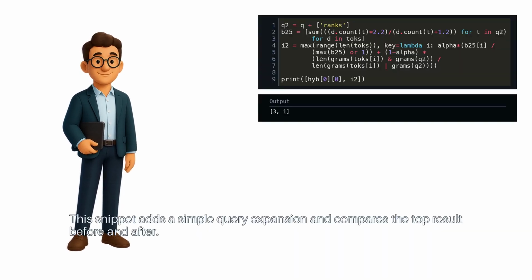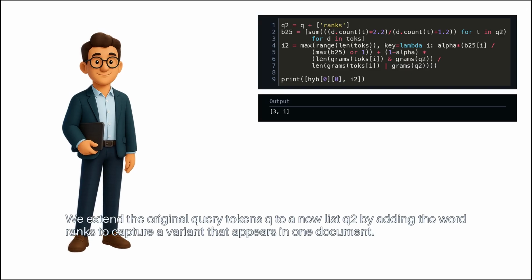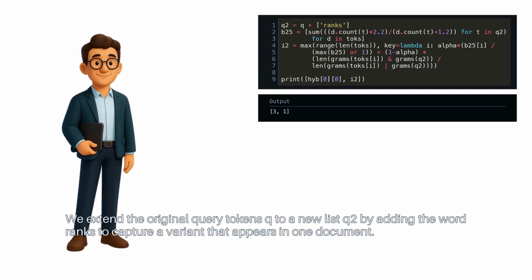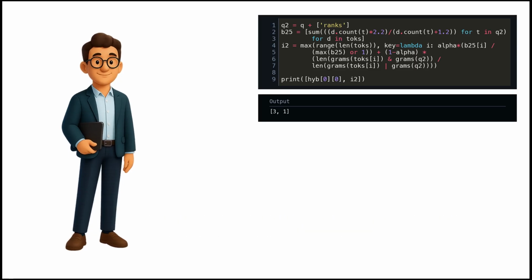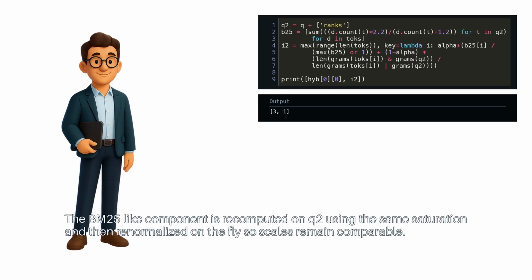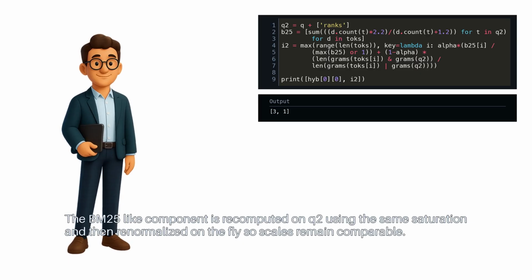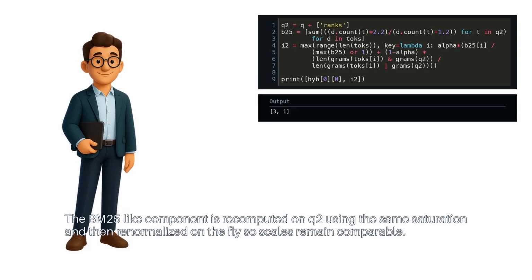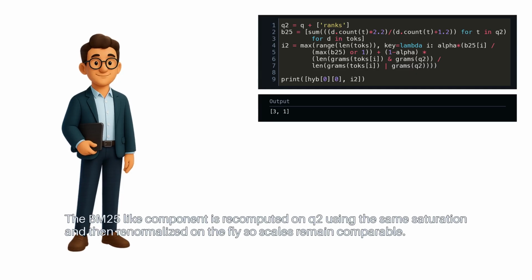This snippet adds a simple query expansion and compares the top result before and after. We extend the original query tokens Q to a new list Q2 by adding the word ranks to capture a variant that appears in one document. The BM25-like component is recomputed on Q2 using the same saturation and then renormalized on the fly, so scales remain comparable.